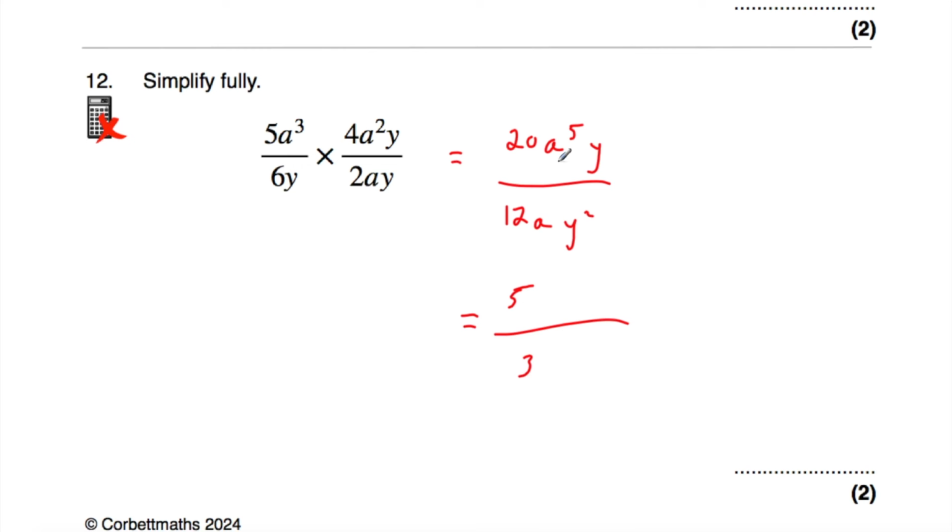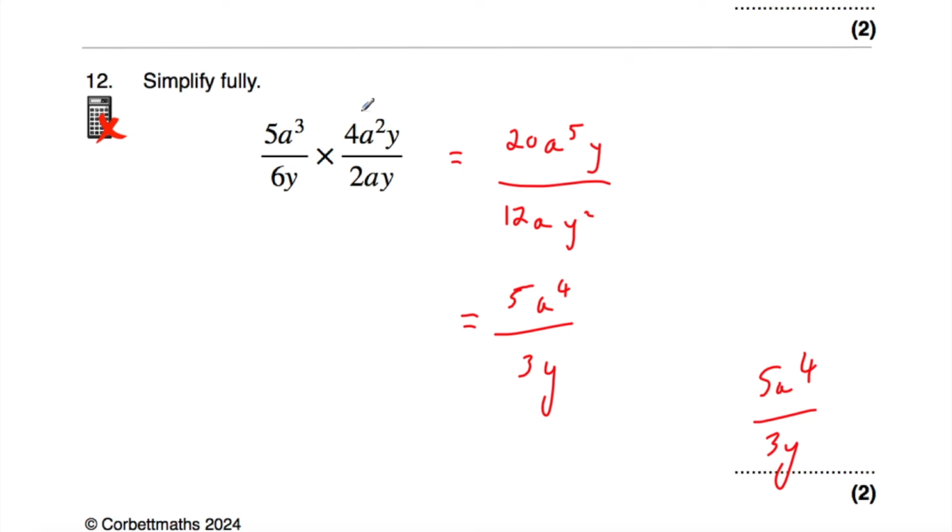Now in terms of the a's, we've got a to the power of 5 divided by a. Well, that's going to be a to the power of 4. And then finally, in terms of our y's, we have a y and a y squared, but that y is going to divide by one of those y's, so we'll be left with a y in the denominator. So that means that our answer would be 5a to the power 4 over 3y, and that's it.